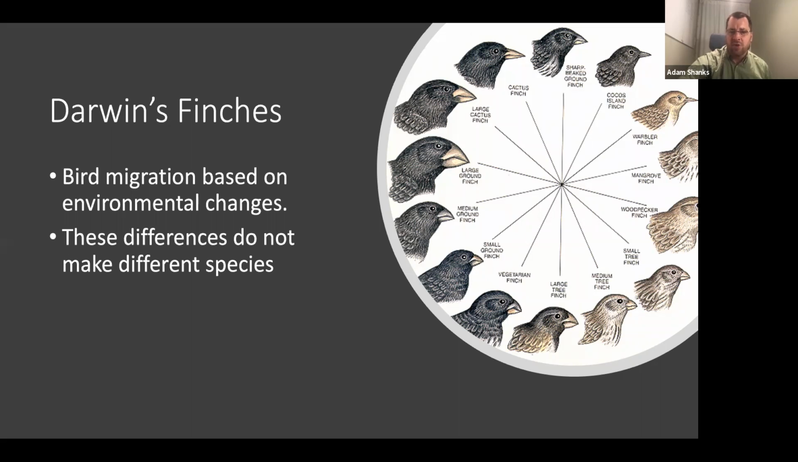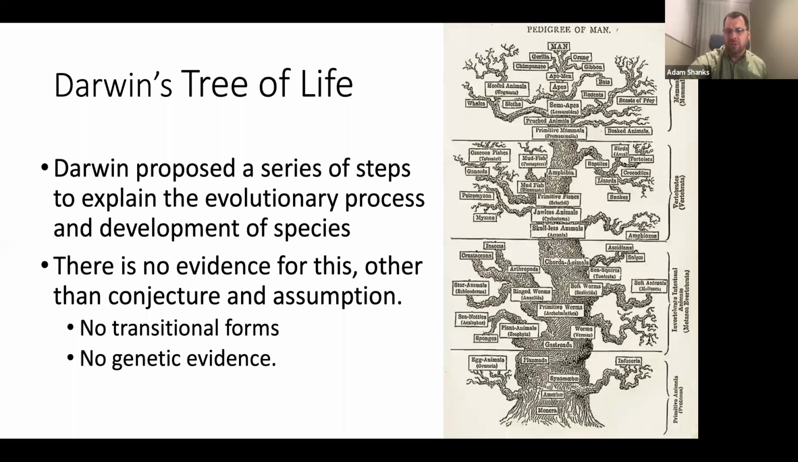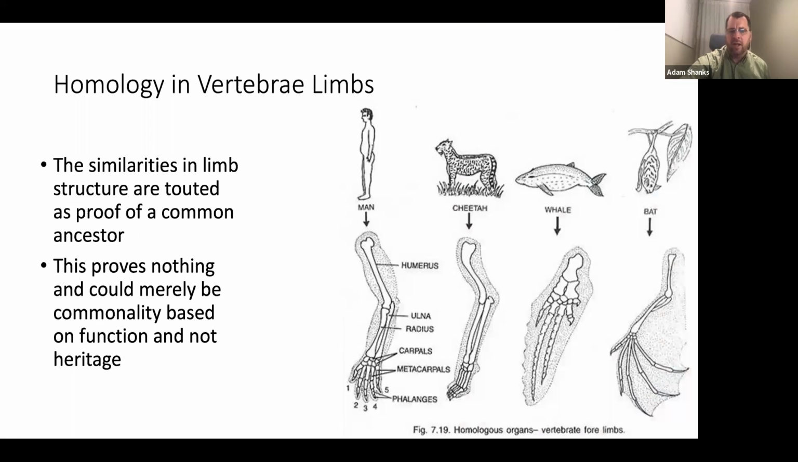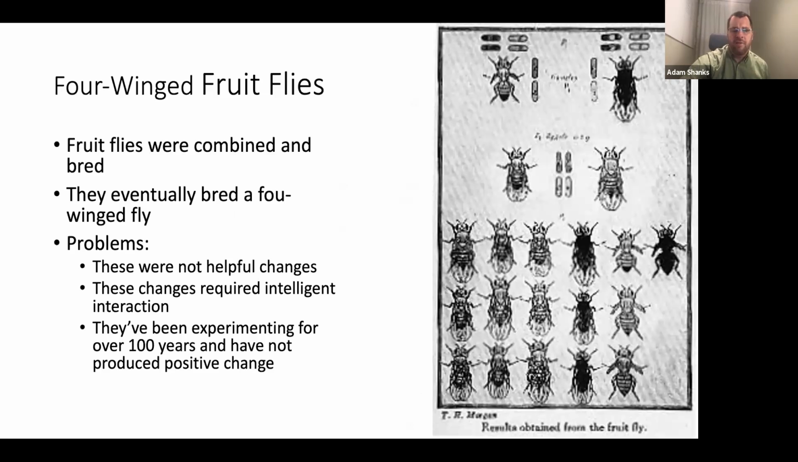And even if it's a true thing, like this one here, Darwin's finches is a true observation of nature, it doesn't actually prove evolution, at least macroevolution. It proves microevolution. They're all still finches. The tree of life, where he tried to put that together, still no evidence for that. No evidence that just because there's commonality in bone structure, this means that you have a common ancestor. That is an assumption. The fact that we bred 4-winged fruit flies that can't fly doesn't prove anything.